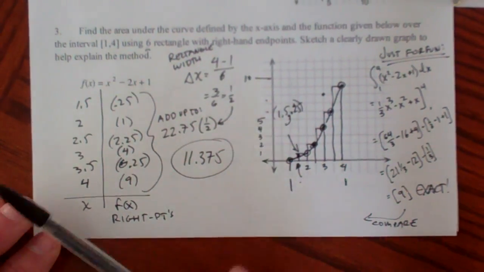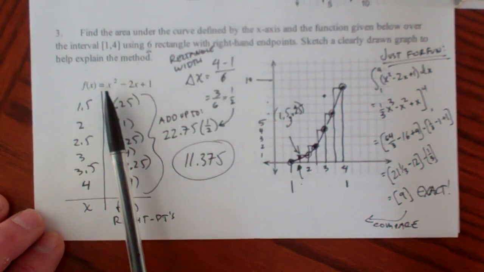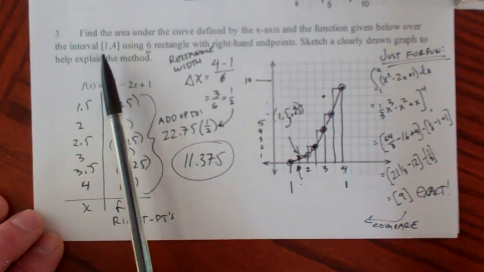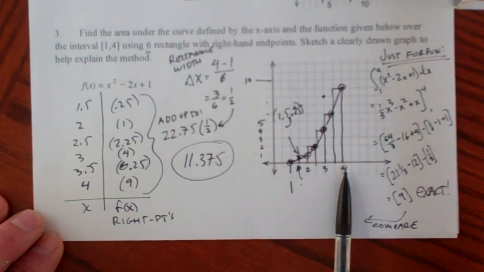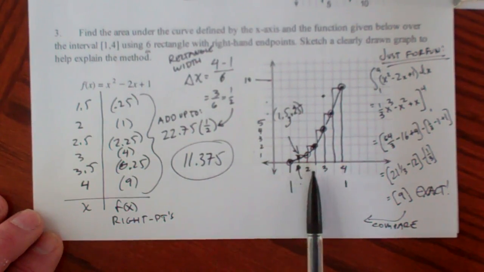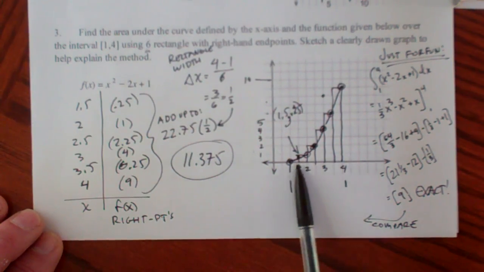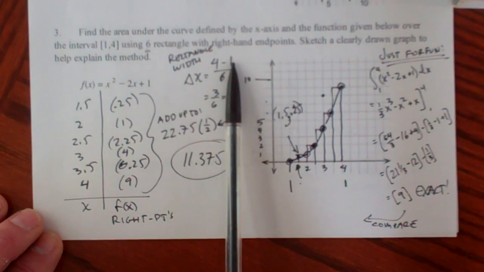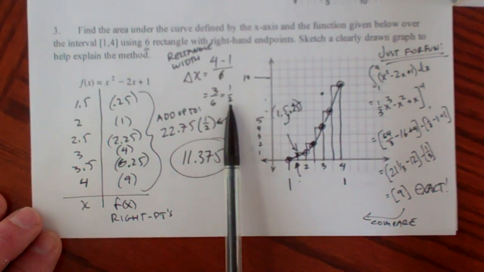Number 3, find the area under the curve defined by the x-axis and the function x squared minus 2x plus 1. This time with right-hand endpoints over the interval from 1 to 4. That's not totally clear, but that's number 1, 2, 3, and 4. So that's a domain of 3. So again, we can take 4 minus 1, get 3, divide by our 6 rectangles. That means the width of each rectangle is 1/2.